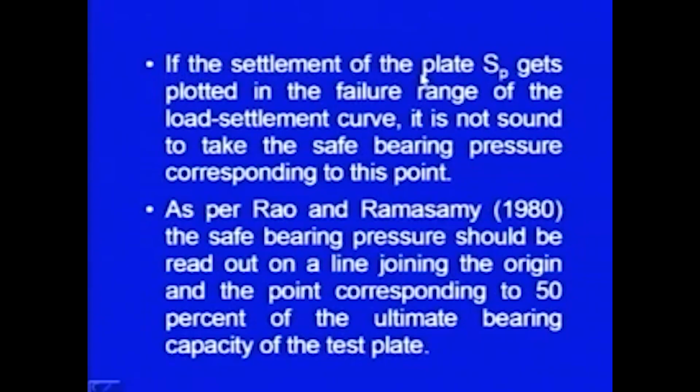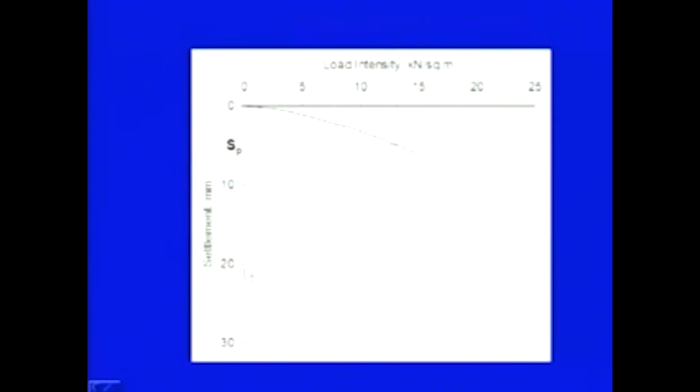Now, if the settlement of the plate SP gets plotted in the failure range of the load settlement curve, it is not sound to take the safe bearing pressure corresponding to this point. If suppose SP is somewhere here and you are getting a point here, it is not sound to take it in this failure region, because this is a plot for the plate, not for the foundation.